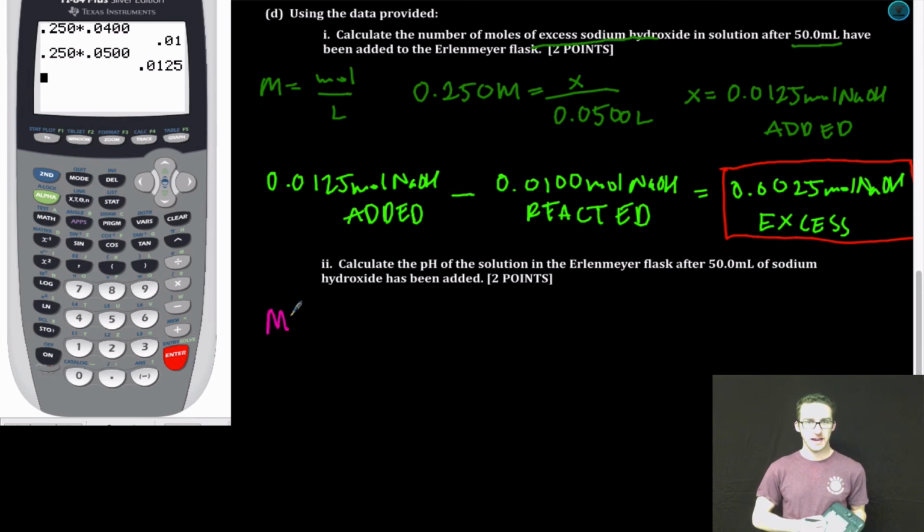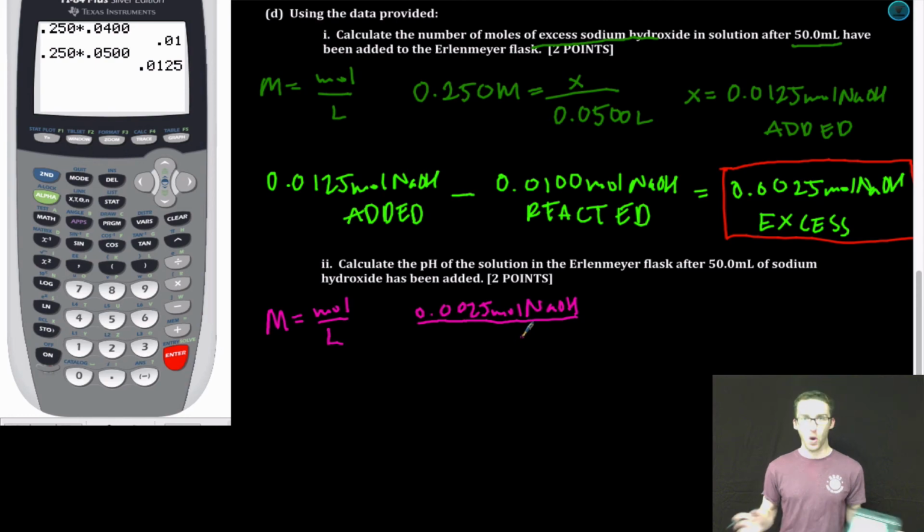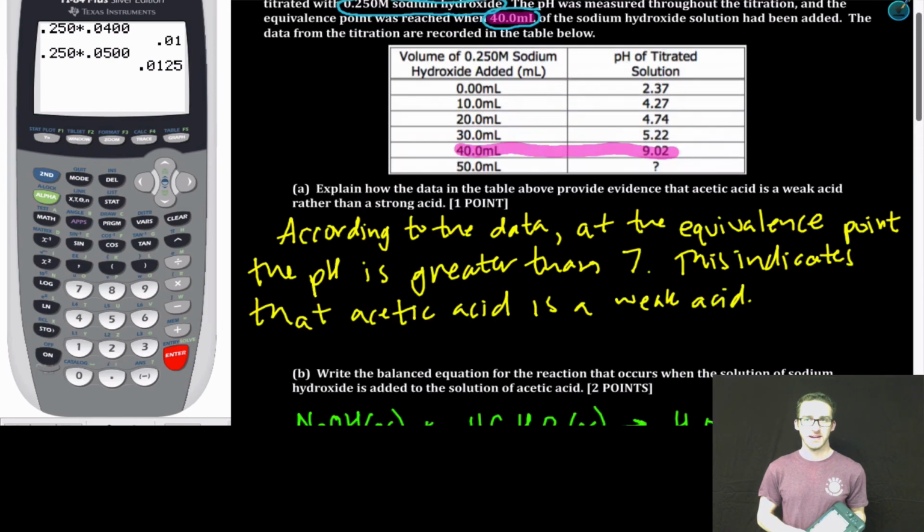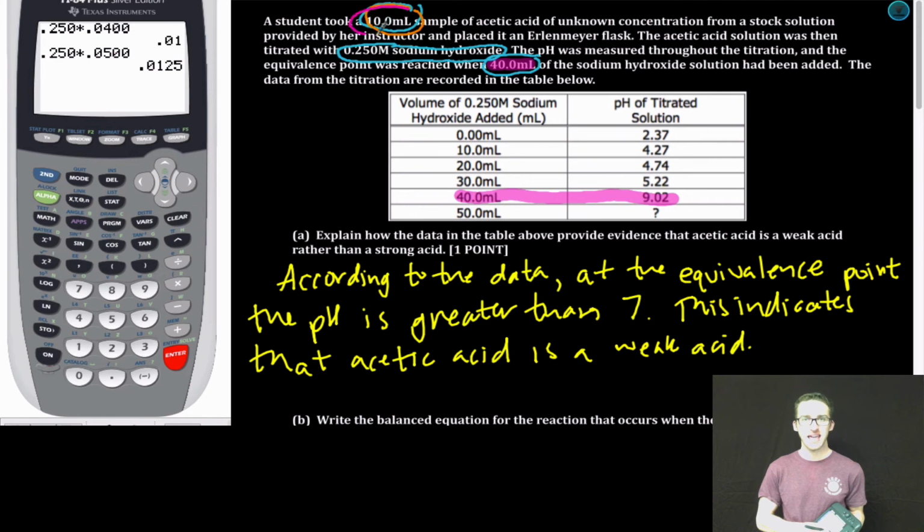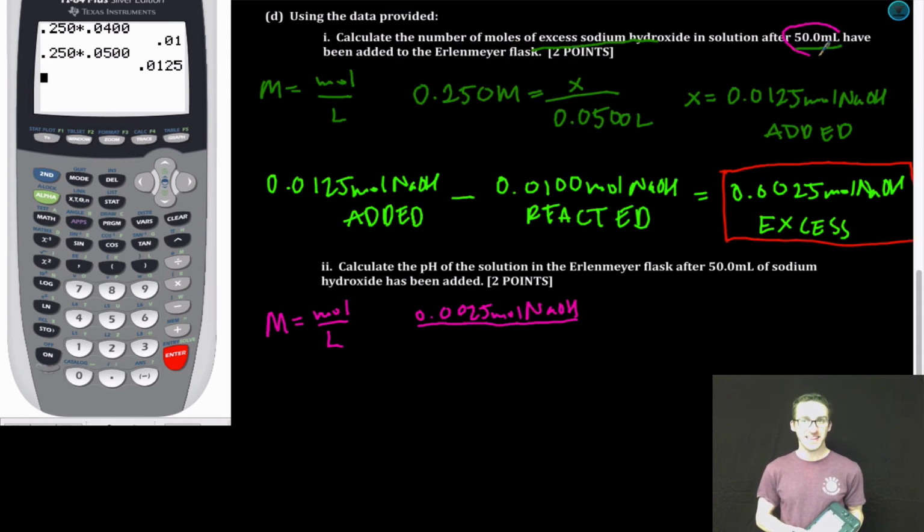So, once again, my good friend molarity. I know that floating around in solution, I've got 0.0025 moles of sodium hydroxide. And here's the tricky part. That 0.0025 moles is floating around in a total of 60 milliliters of solution. Why 60? Well, recall that initially we started with 10 milliliters of our acetic acid. And at this point, we've added 50 milliliters to that 10 milliliters.